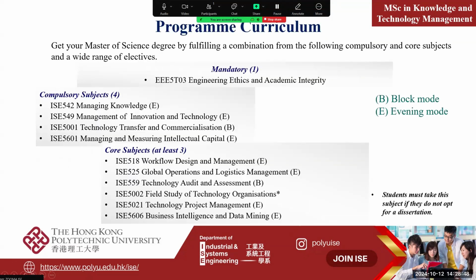This is the subject curriculum. You see 4 of the subjects will be compulsory subjects. The first subject is for students to equip the basic knowledge about knowledge management. The second subject, as I mentioned, is about how to manage technology and innovation. And another one, as I mentioned, is technology transfer and commercialization.